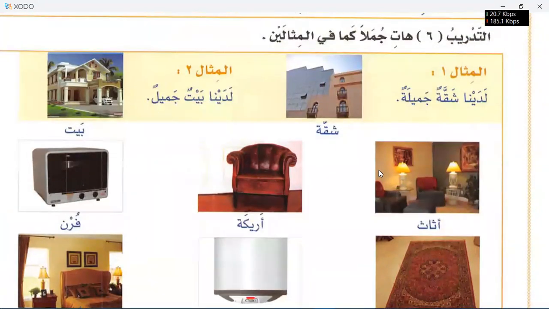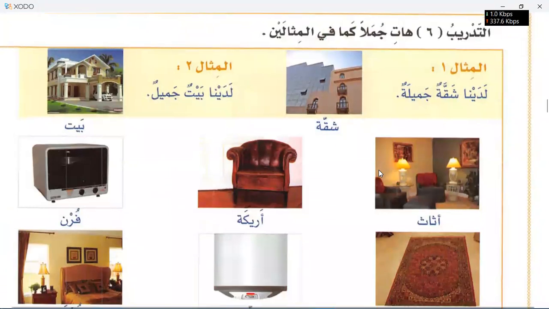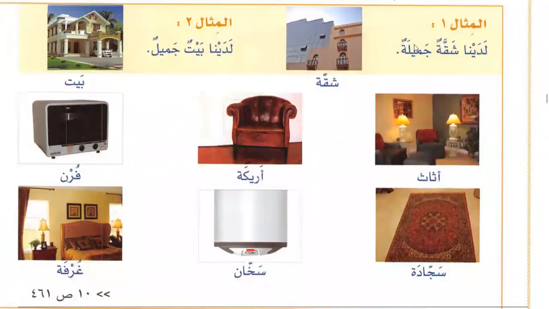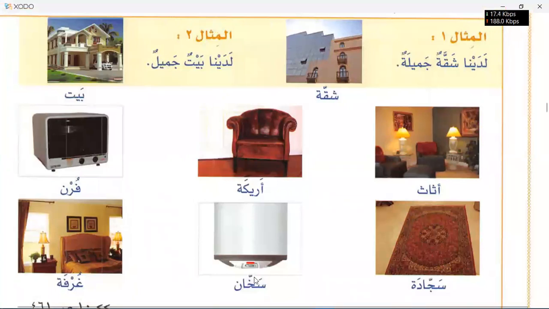Tadrib al-sadis hati jumalan kama fil misalain. Bring sentences like in the two examples. Al-misal al-awwal. Ladaina shakkatun jamila. We have a beautiful apartment. Ladaina baytun jamil, we have a beautiful house. So here you see shakka is feminine, so we are using feminine naat here, feminine sifa here. Bayt is masculine, so we are using the masculine adjective here. So gender must be same.